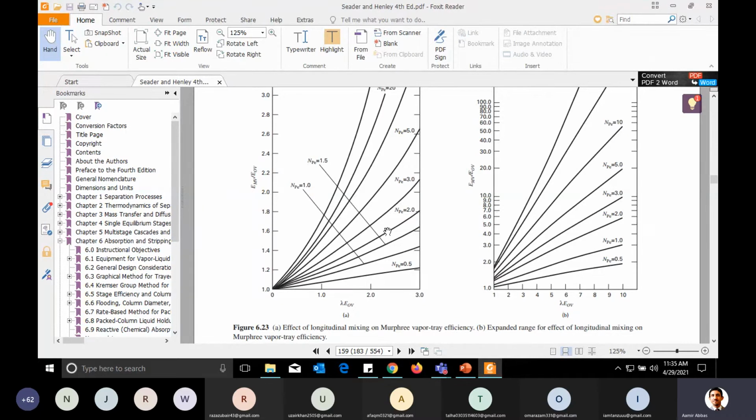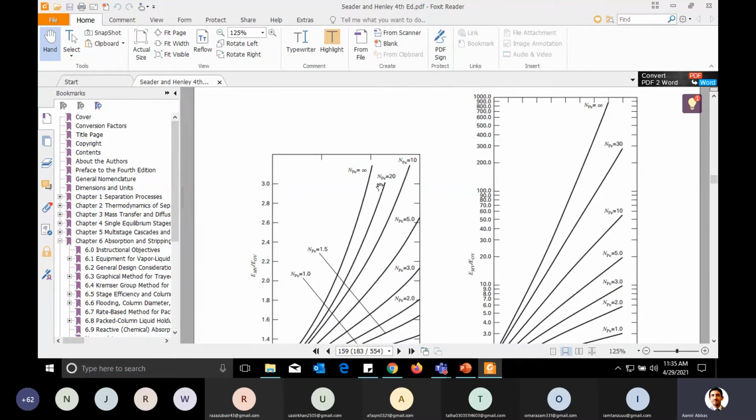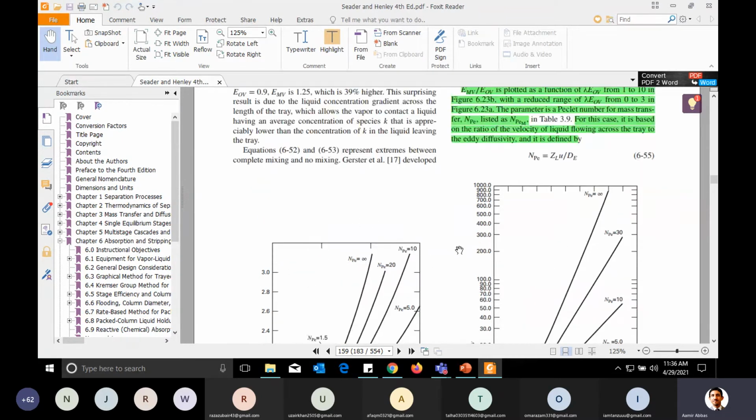But as you keep on increasing the value of this Péclet number, you can see that their ratio is increasing. It means there will be a huge difference between the point efficiency and the efficiency of the complete tray. And that will be possible when there is a less value of either diffusivity or this flow path. If you just increase this ZL, the flow path on the surface of the tray, the length of liquid across the tray, definitely its value will increase.